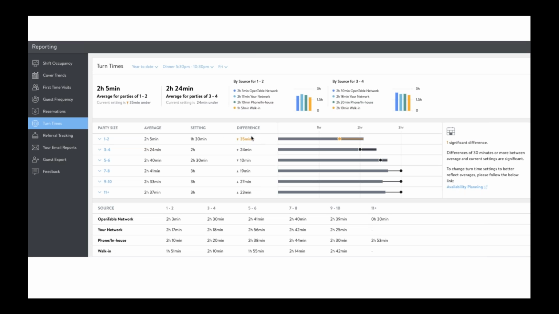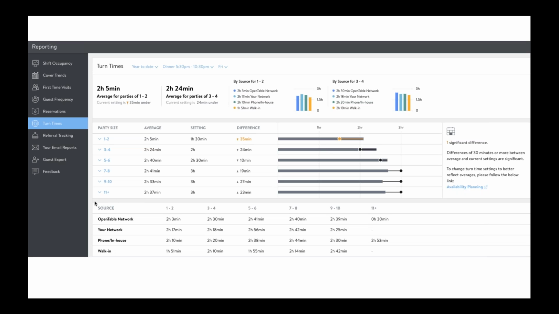So it tells you, hey, it pops out at you, right? And then also one significant difference, you can click the availability planning. This actually takes you directly over to the section where you can make that change. So this availability planning area jumps directly over to that section, and you can make that change immediately.